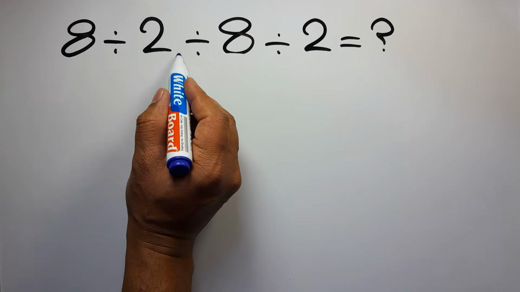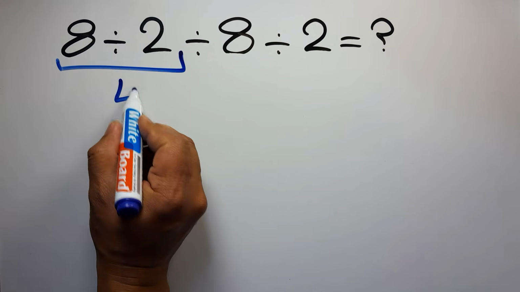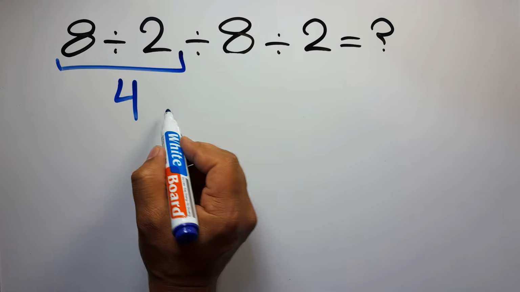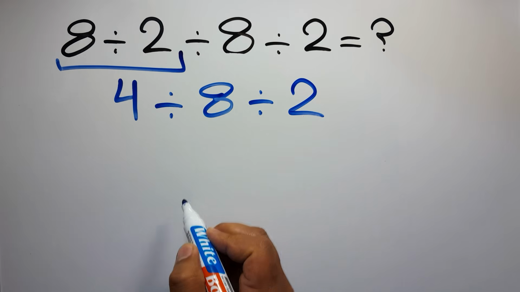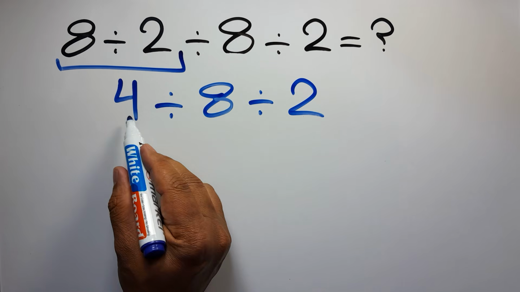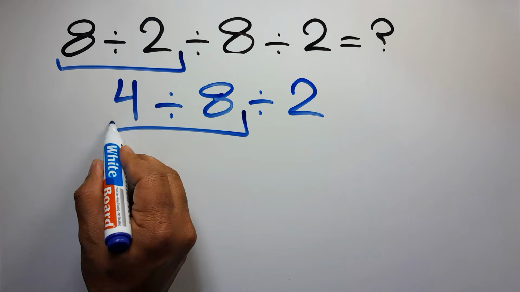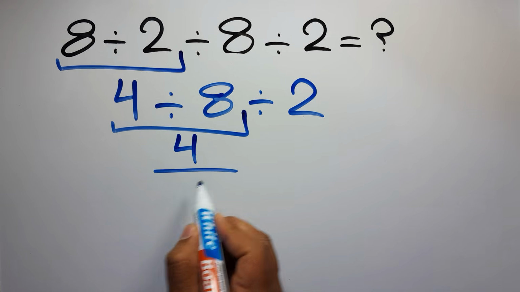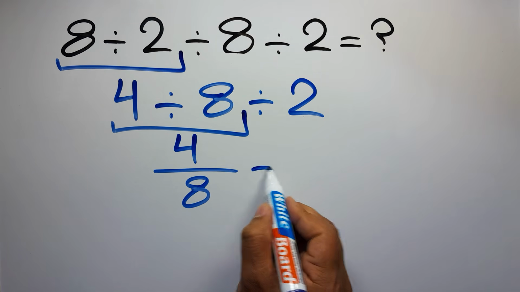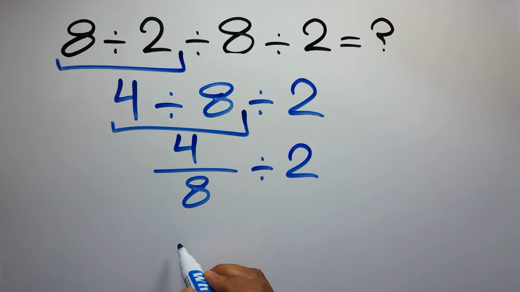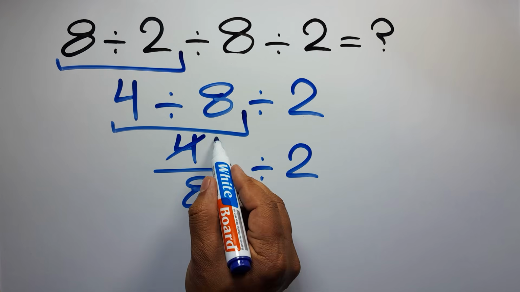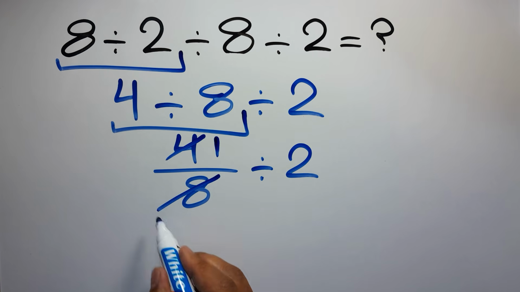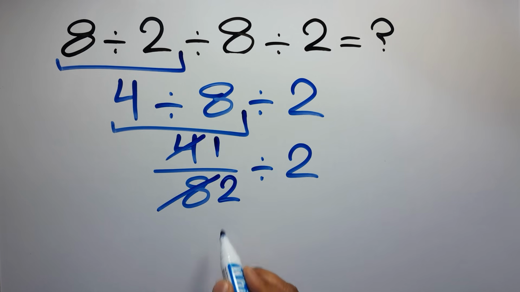8 divided by 2 equals 4. So 4 divided by 8 and divided by 2. Now we have to do this division. 4 divided by 8 can be written as 4 over 8. Then divided by 2. Now let's simplify this fraction. 4 divided by 4 gives us 1 and 8 divided by 4 equals 2. So 1 over 2 divided by 2.